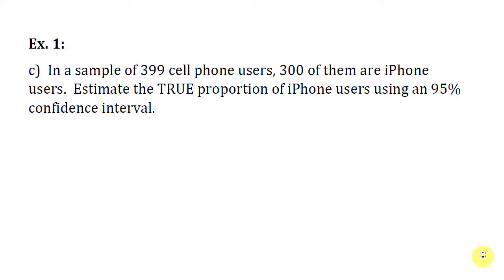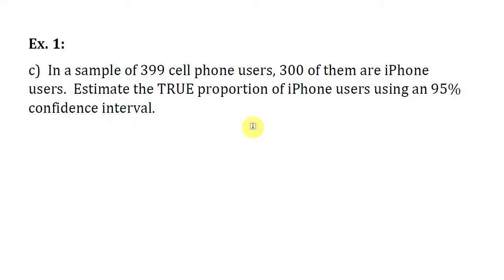All right, so now another question of example 1. After doing this skill of finding a confidence interval to estimate a population proportion quite a few times repeatedly, I am really going to pick up the pace here. In words, the question states that in a sample of 399 cell phone users, 300 of them are iPhone users. Let's now estimate the true proportion of iPhone users using a 95% confidence interval. Sorry, I had a little typo here.